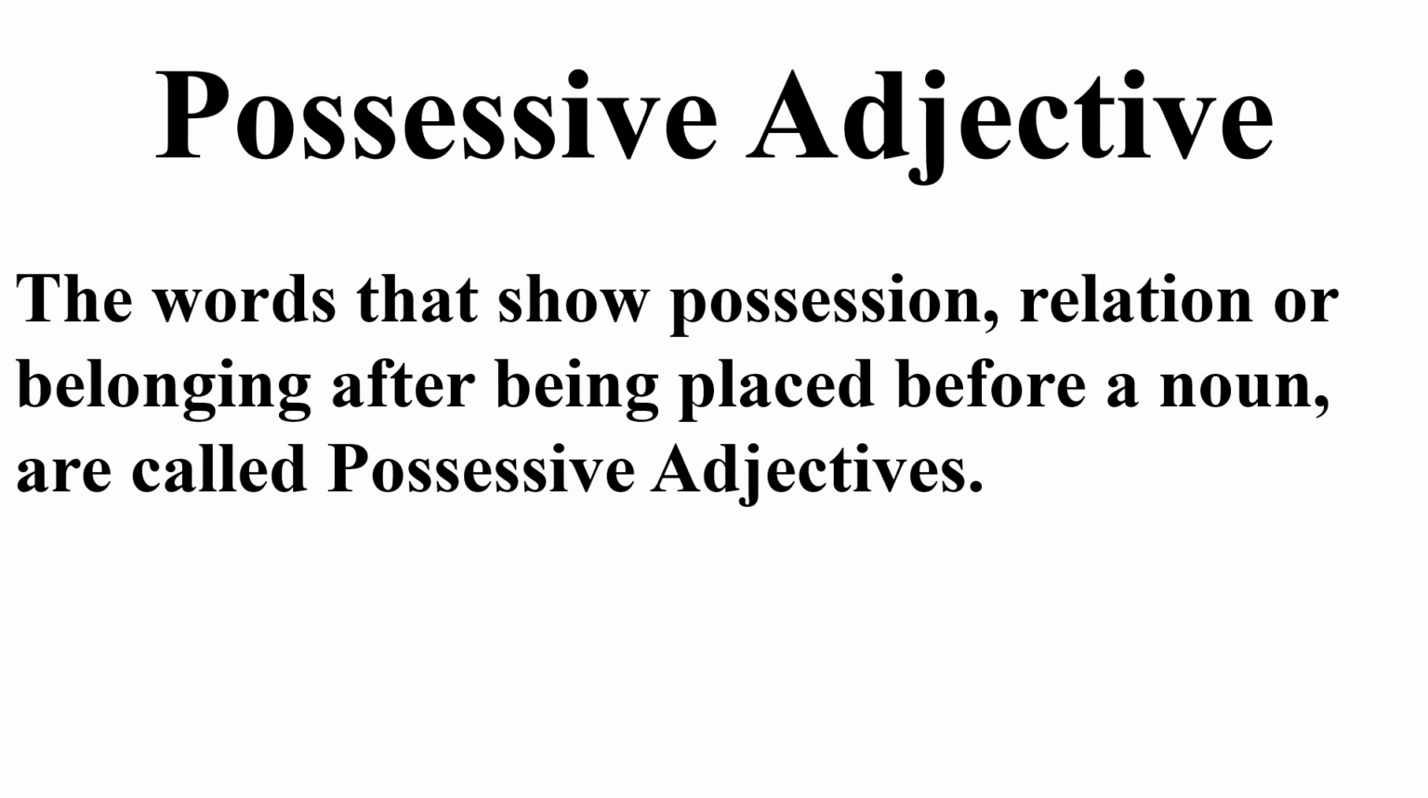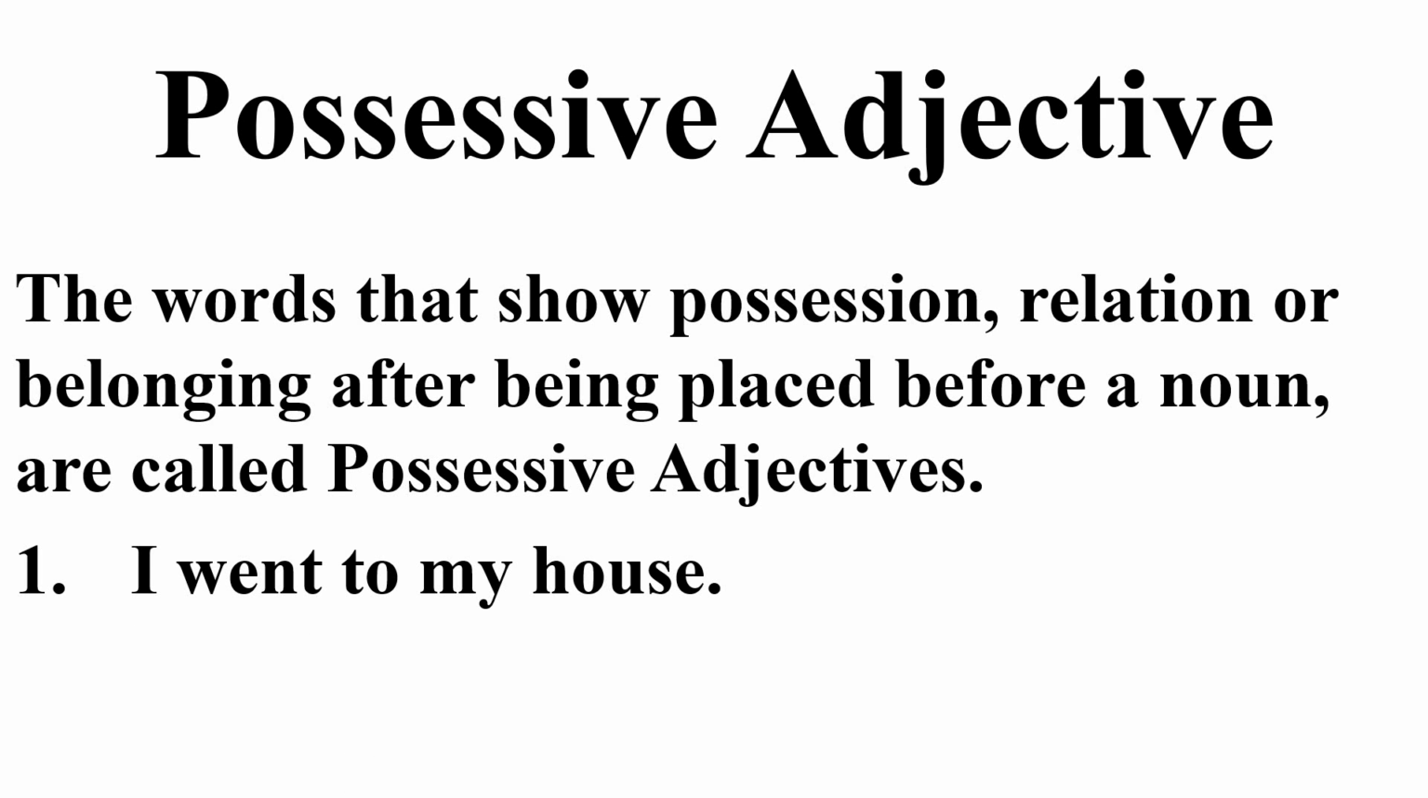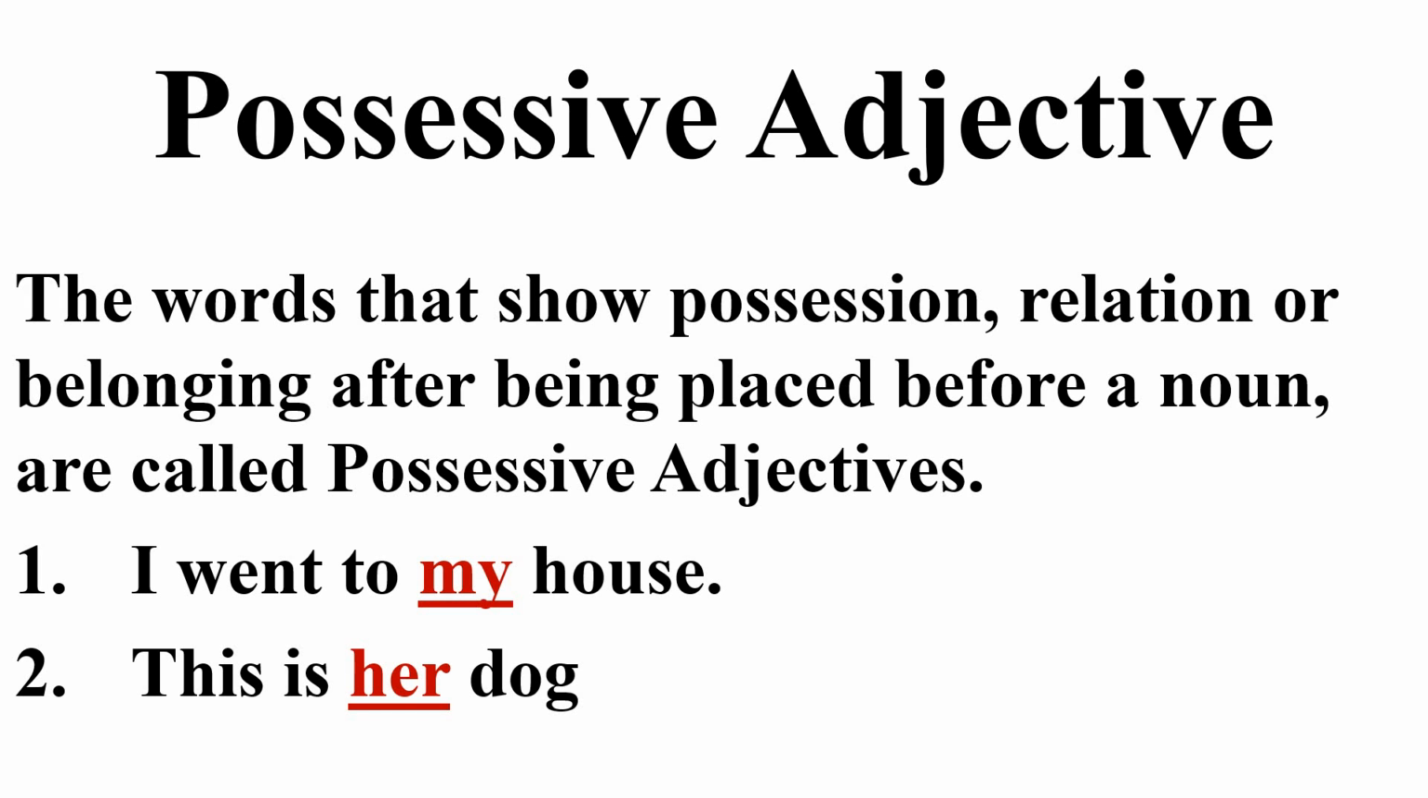The last kind is possessive adjective. The words that show possession, relation or belonging, after being placed before a noun, are called possessive adjectives. For example, I went to my house. This is her dog. Here the words my and her show possession for the house and dog. So they are possessive adjectives. Students, one thing is notable here that my and her are placed before nouns. जैसे my है house के पहले and her place हुआ है noun dog के पहले, है ना?